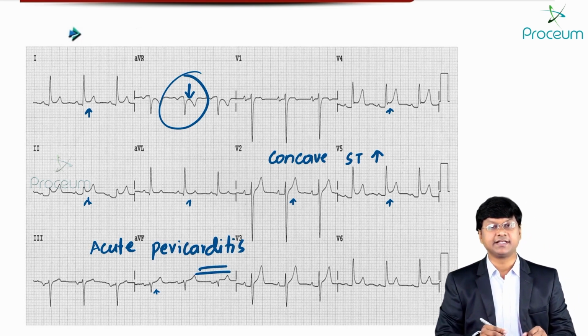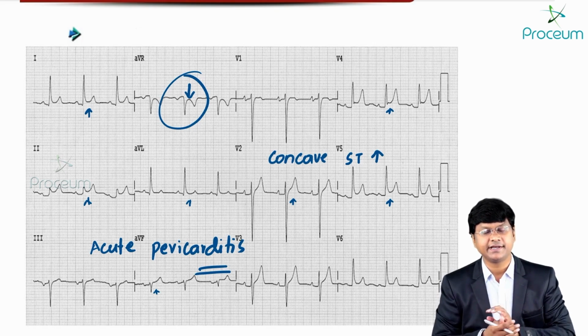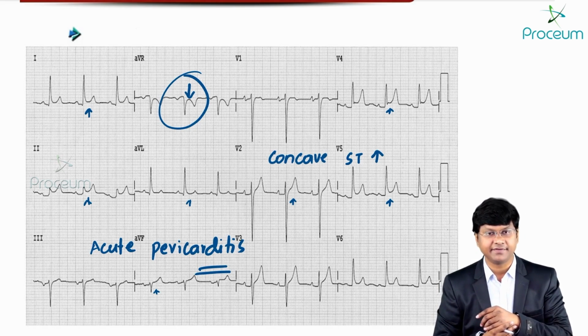You will see this in a clinical scenario of acute pericarditis. In acute pericarditis, they can have diffuse ST segment elevation and ST depression in lead aVR. In lead aVR.